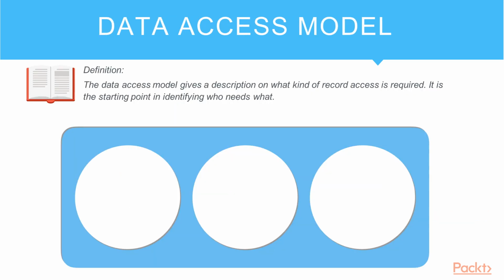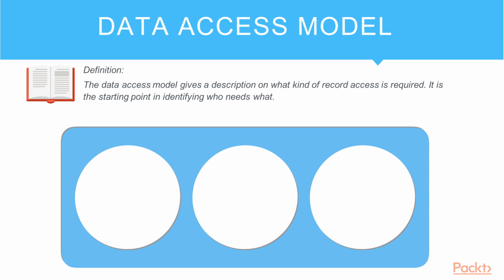Now let's look at our data access model, with the definition first. The data access model gives a description of what kind of record access is required. It's the starting point in identifying who needs what. So we'll be talking about record access within the objects. That's a very clear distinction that you have to make.